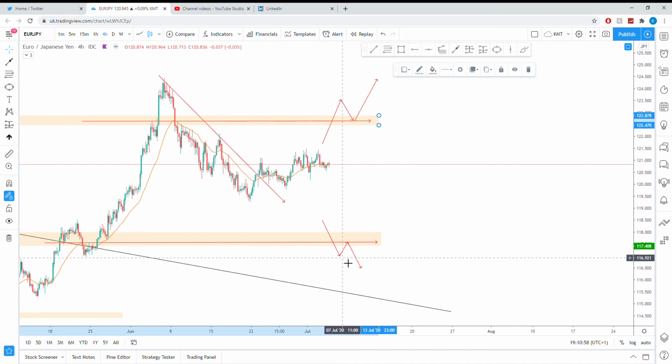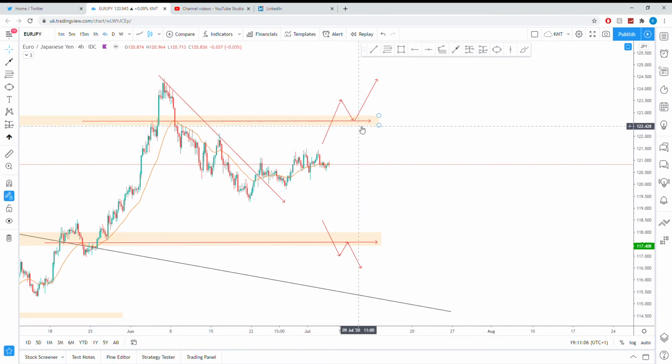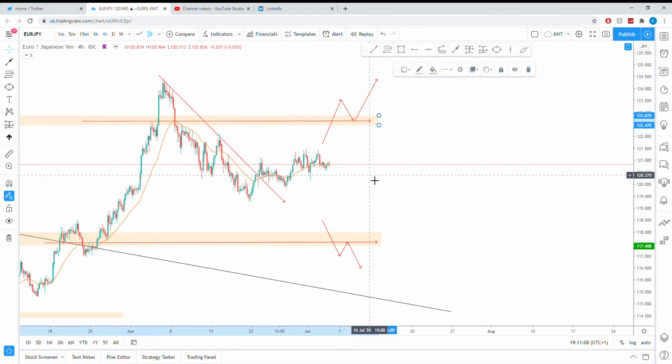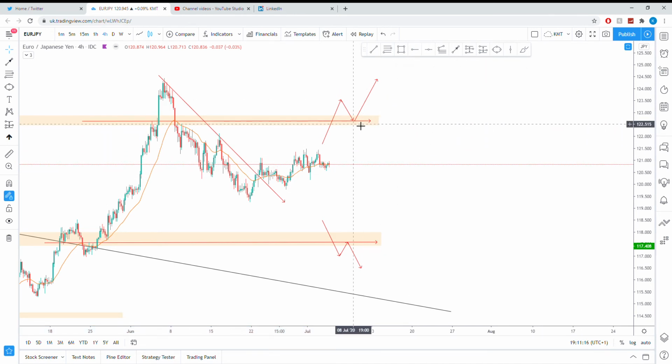Remember, that's the first initial step before price even gets to this point, and take a sell. And then to the upside, we're looking at roughly 123 to 122, so 123.00 to 122.5. That's where we're looking for a potential buy. So again, push to the upside for that retest.